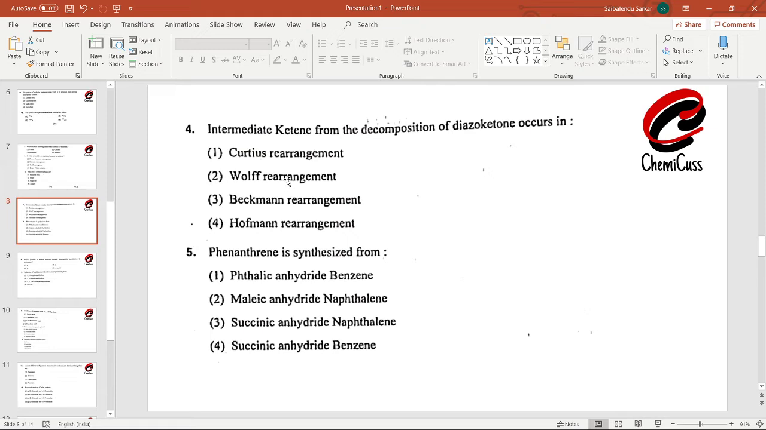We're not going into the details right now, because we just want to go through the answer key. We'll discuss some of the important concepts throughout the questions in our upcoming videos. Next, for question number 5, phenanthrene is synthesized from which one? The third option is the correct option, succinic anhydride and naphthalene.